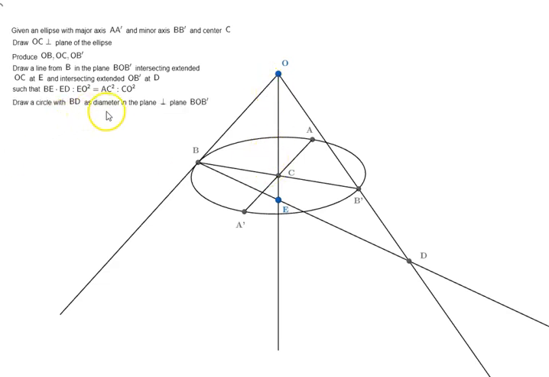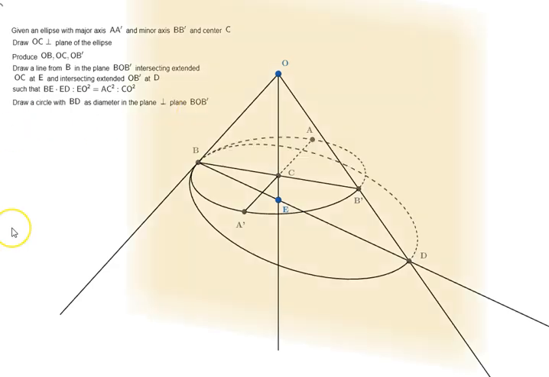Draw a circle with BD as diameter in the plane perpendicular to the plane BOB prime. So let's draw the circle. Now remember, this circle has been drawn in the plane perpendicular to the plane BOB prime. So here we have this plane and this circle has been drawn in this plane.